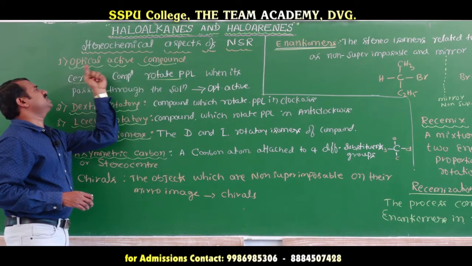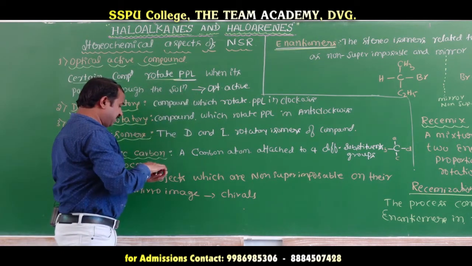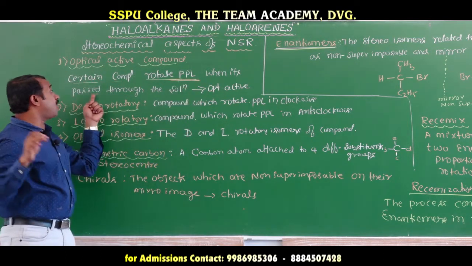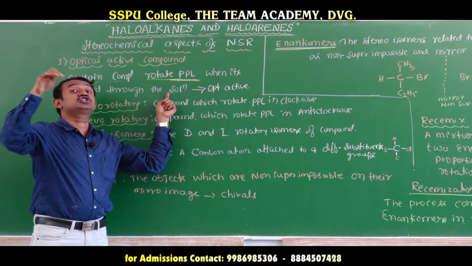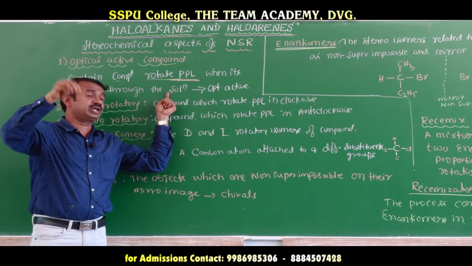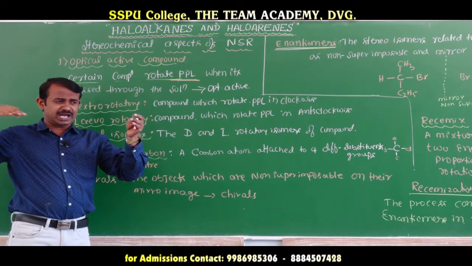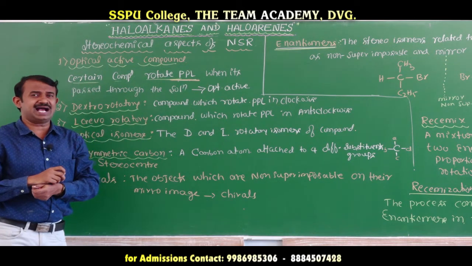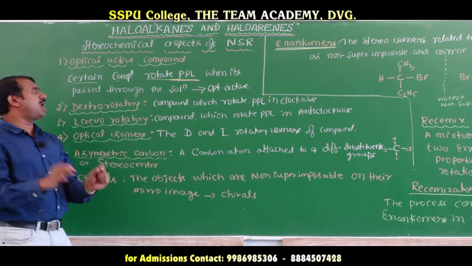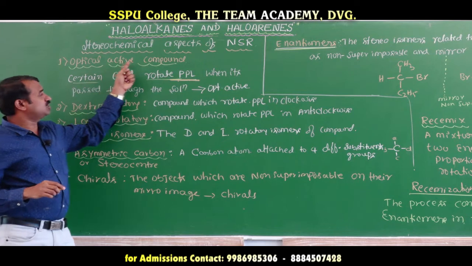The definition: what is an optically active compound? Certain compounds rotate plane polarized light. This is plane polarized light, PPL means plane polarized light. It is passed through a solution, so the optically active compound is taken in solution. When the plane polarized light is passed through that solution, it will rotate clockwise or anti-clockwise. Optically active compounds are those that rotate the plane polarized light passed through them.